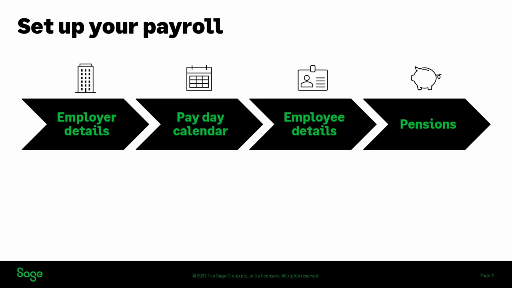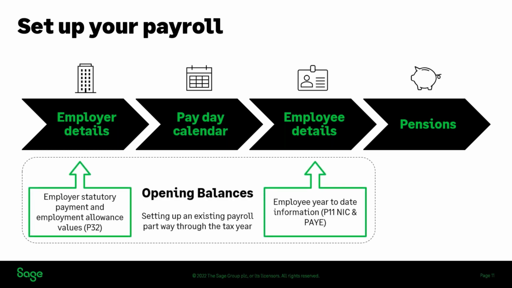So those steps will apply whether you're a brand new business or if you're moving an existing payroll to Sage. But if you are moving an existing payroll and you're doing this after the start of the tax year, you're also going to need some opening balances from your previous software. So for the employer, that would be any statutory payments that you've reclaimed or employment allowance that you've claimed from HMRC. And you'll get that from your P32 report. And for the employees, it's their year-to-date information. So the pay, tax, and national insurance details, which you typically get from a P11 report.